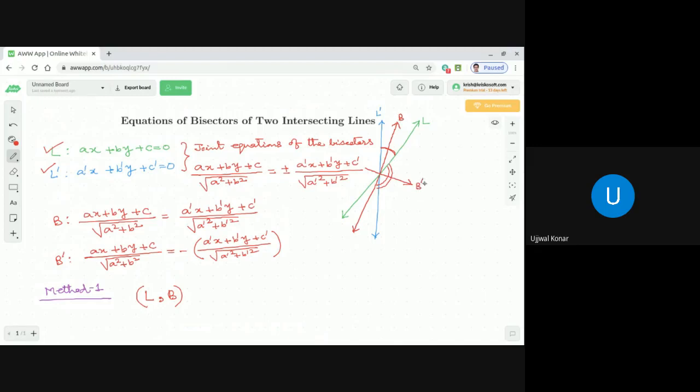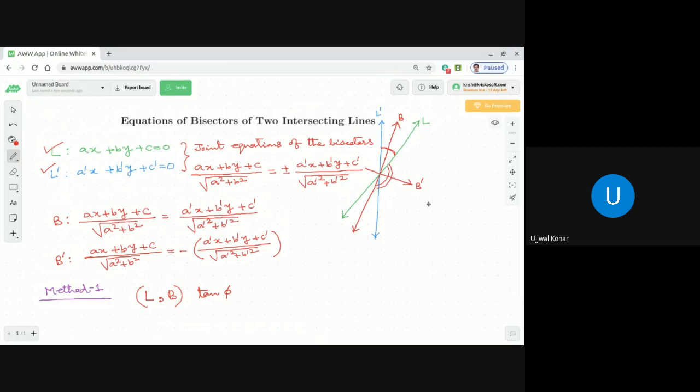Suppose we take L and B. Now we will find the angle between them. Let the angle between L and B be phi. Then what can we find? We can find the value of tan phi. How can we find the value of tan phi? It is pretty simple, because we know the slope of the straight line L and the slope of the straight line B.